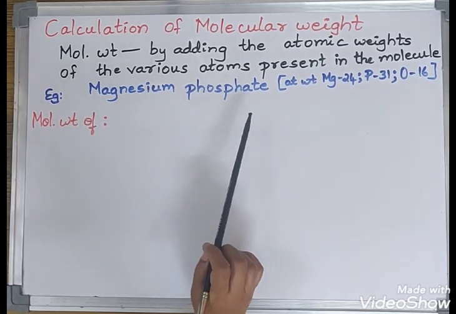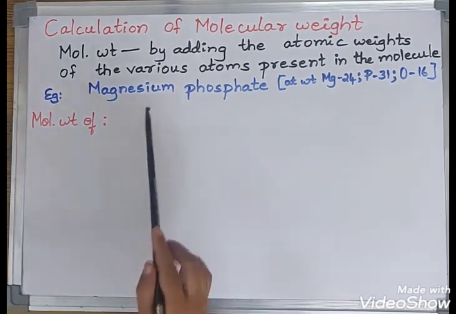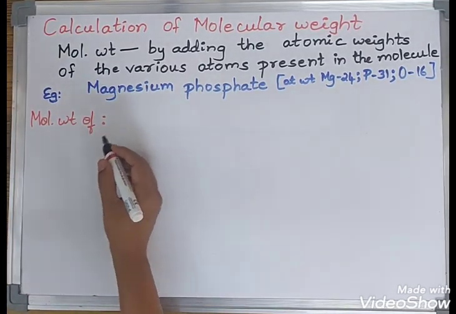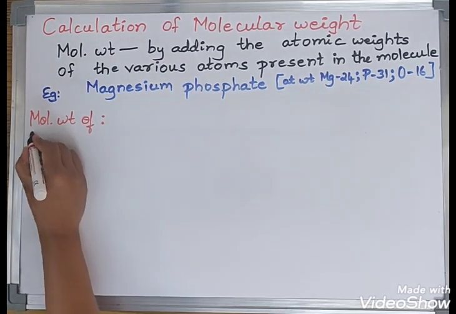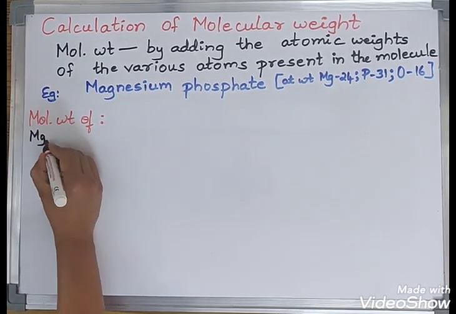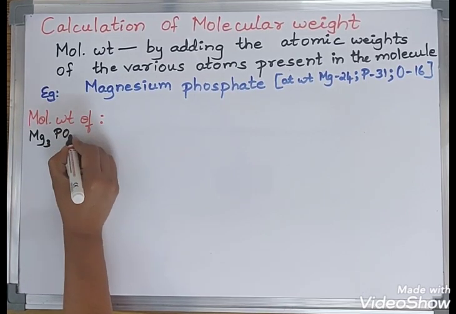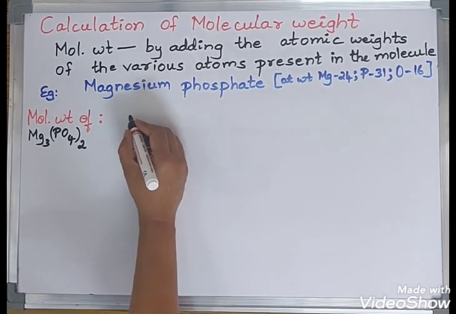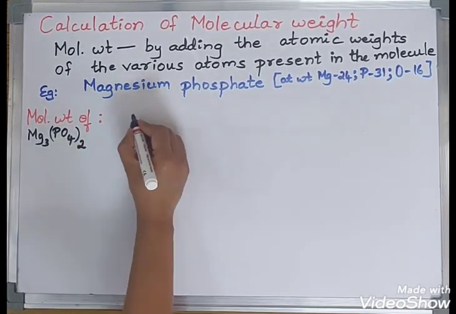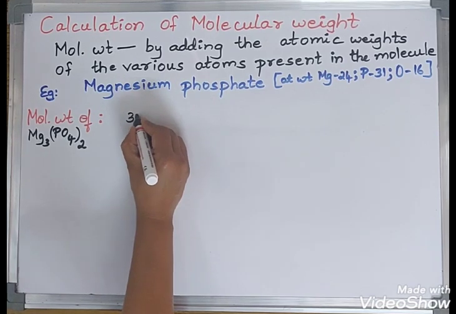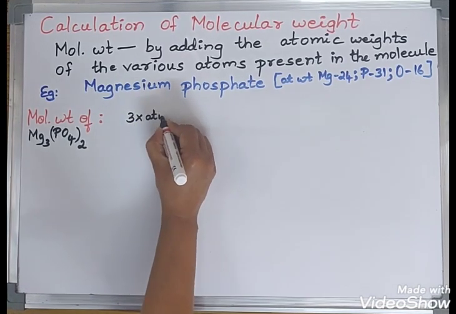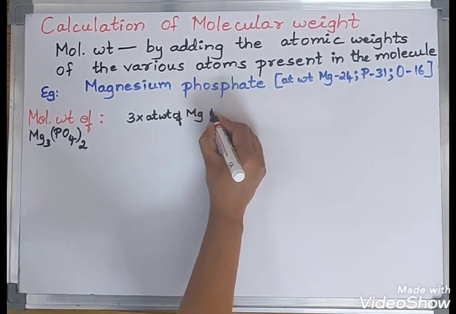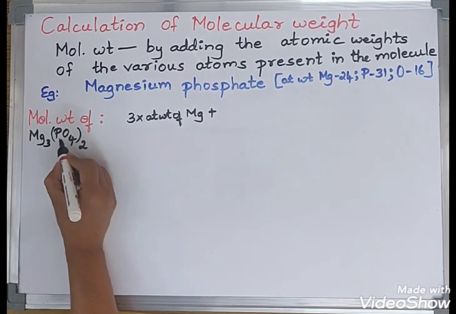Now, you will always be given the name in words. You have to first write the formula for this particular compound and then do the numerical. Magnesium phosphate, when I write the chemical formula, is Mg3(PO4)2. Now what you need to do in the first step is, you know that there are 3 atoms of magnesium. So 3 into atomic weight of Mg. In between there is a plus sign.